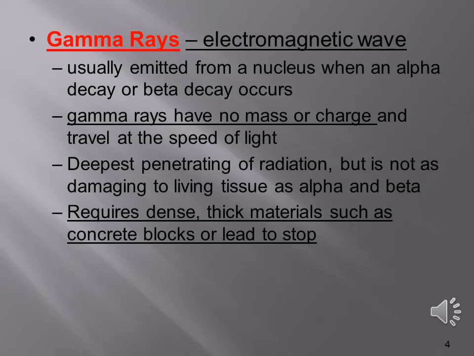For gamma rays, they are in the form of energy, and we say they are electromagnetic waves. They are usually emitted from a nucleus when an alpha decay or a beta decay occurs. Gamma rays have no mass or charge and travel at the speed of light. They are the deepest penetrating of radiation, but are not as damaging to living tissue as alpha and beta. They require dense or thick materials such as concrete blocks or lead to stop them.